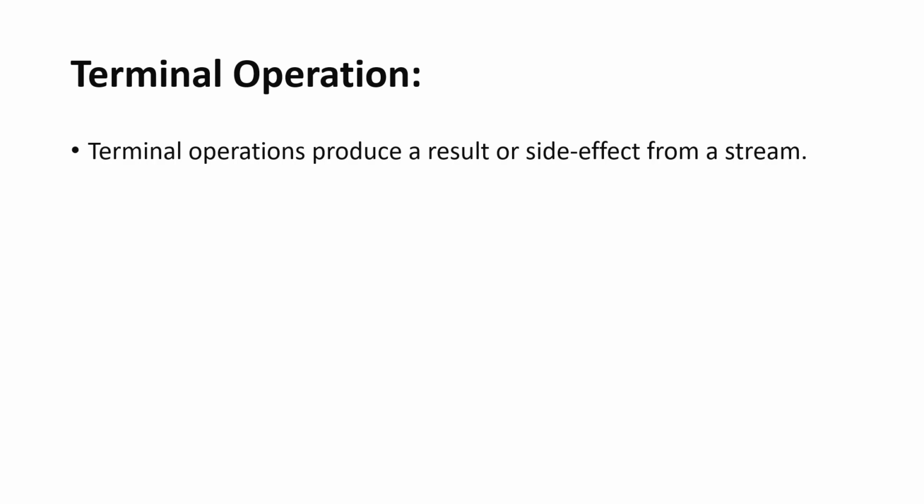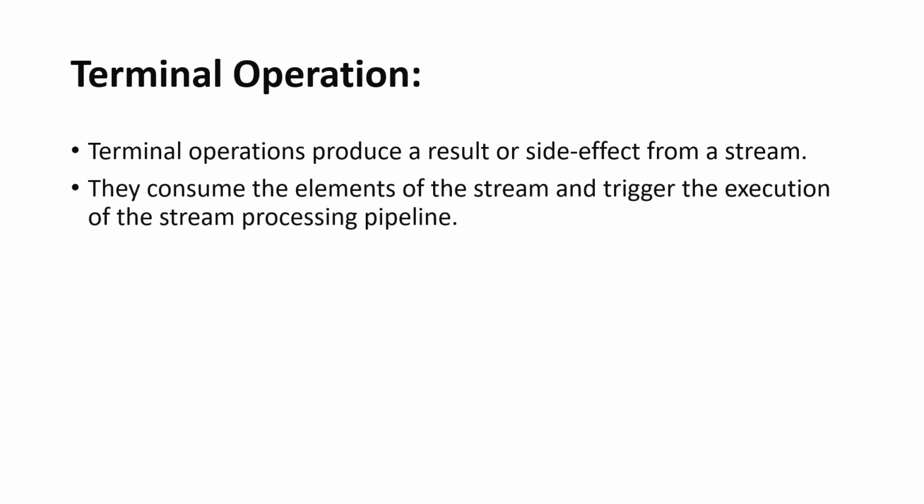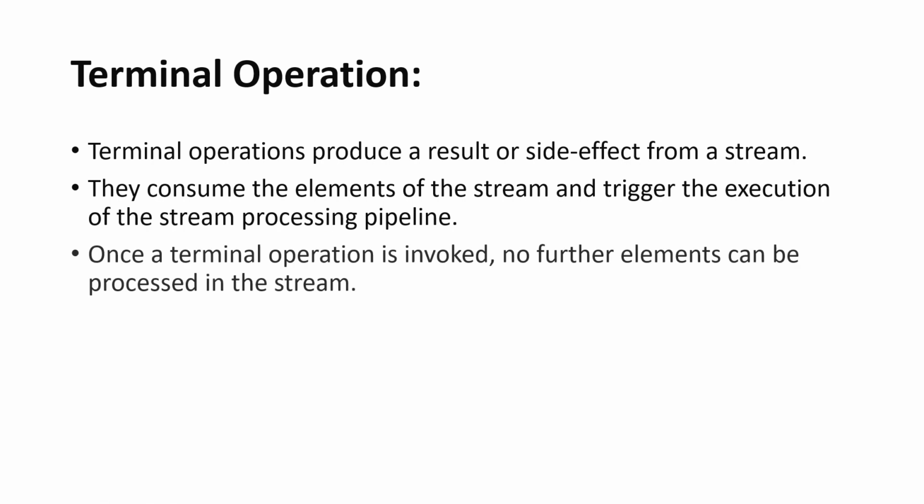So what is a terminal operation? Terminal operations produce a result or side effect from a stream. So this is actually producing a result. They consume the elements of the stream and trigger the execution of the stream processing pipeline. Once a terminal operation is invoked, no further elements can be processed in the stream. So this is the final step in the stream pipeline.